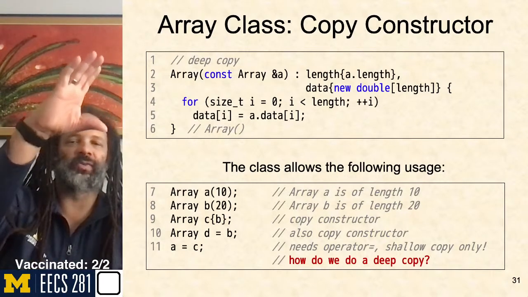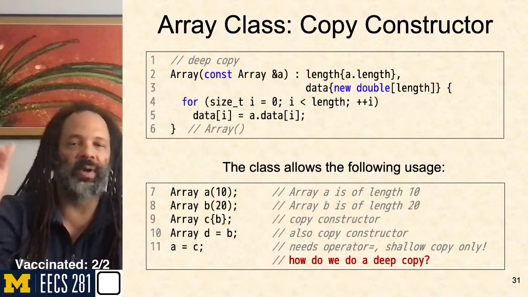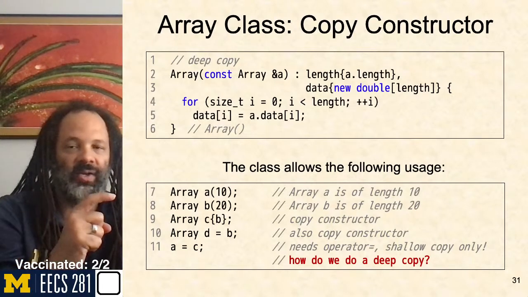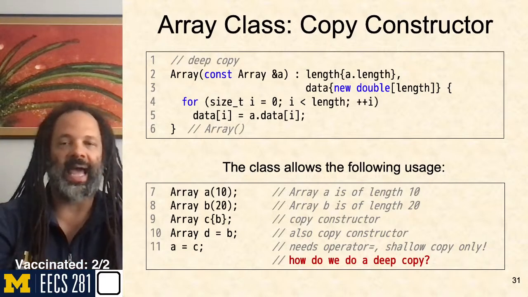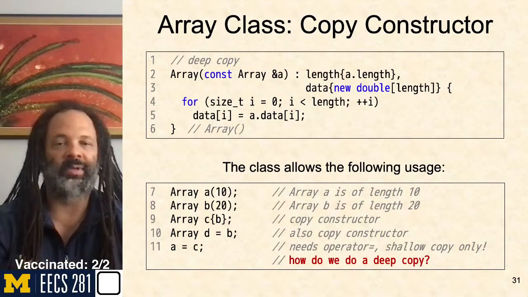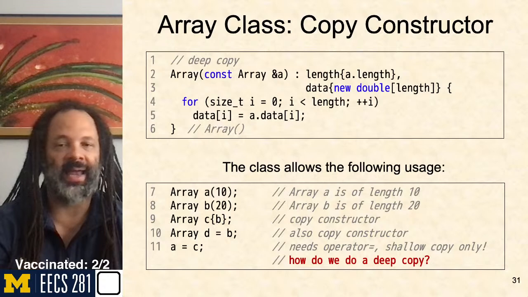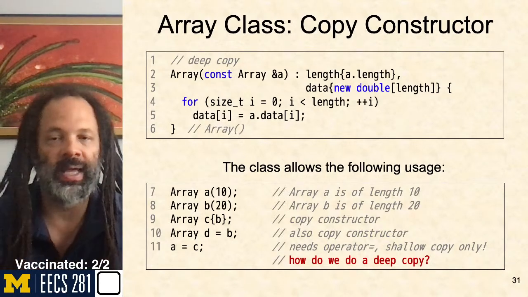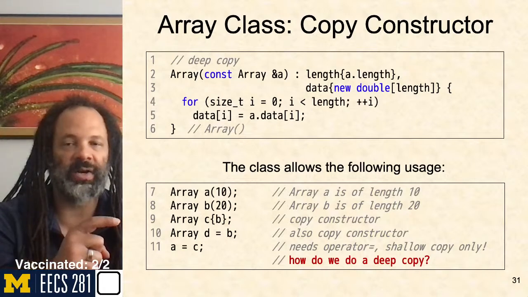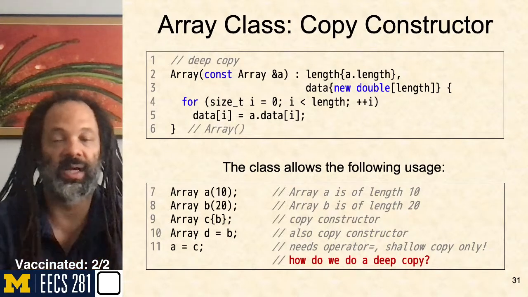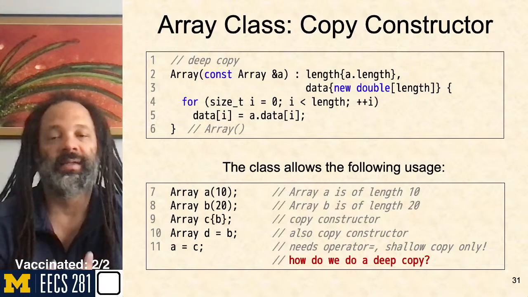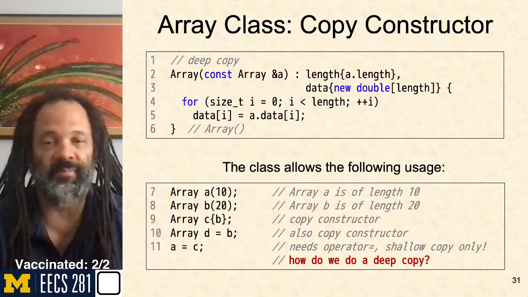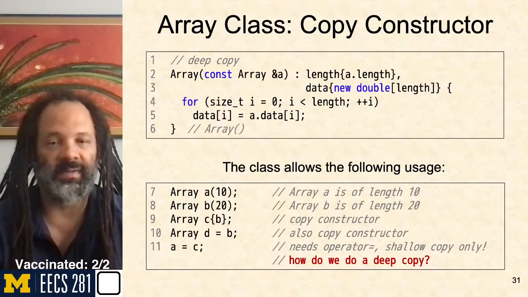Once I've got this copy constructor and the constructor that's in the previous slide, you can see that I can do these declarations. A parentheses 10, which is going to give me an array of length 10. B parentheses 20 gives me an array of length 20. I can make a copy construction here in line C. I can use the curly braces on copy construction. C is going to be a copy of B. So whatever was in B, C is a full copy.